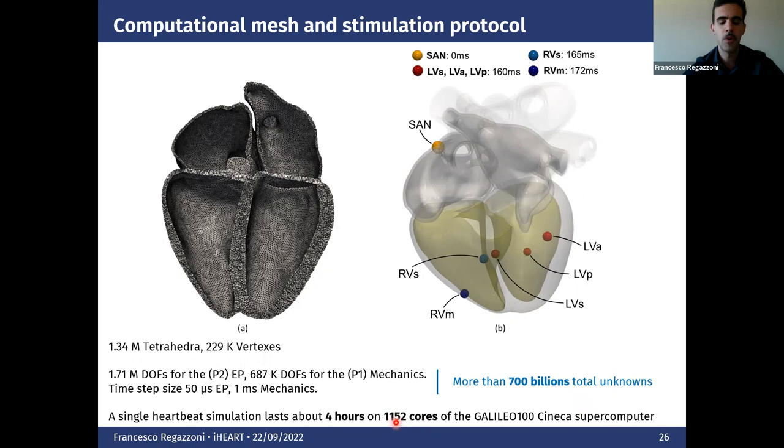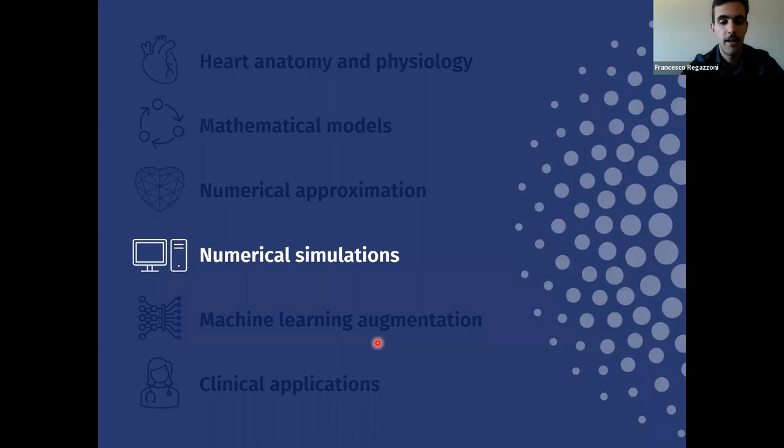Like 1,000 single computers working together to solve a single mathematical problem. And the simulation of a single heartbeat on this really impressive computational platform took 4 hours. So just think of how complex these kind of computations are. So now finally, that I hope I gave you an idea of what is behind the construction of these numerical simulations, I will show you some numerical results.